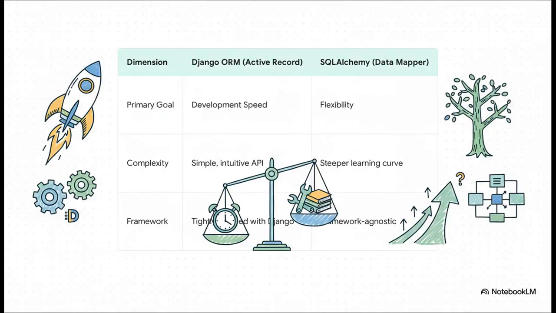So to put it all in perspective, Django's ORM uses that active record pattern we talked about, which is all about making development fast and intuitive. That's a bit different from other popular tools like SQLAlchemy, which use a data mapper pattern. That approach gives you a ton more flexibility, but it's also a bit harder to learn. It really comes down to a different philosophy. Django values convention, while SQLAlchemy values configuration.